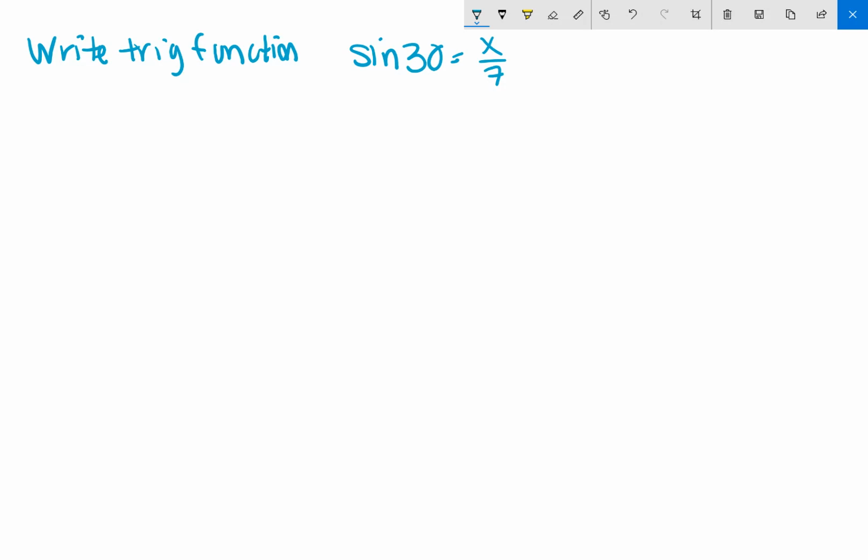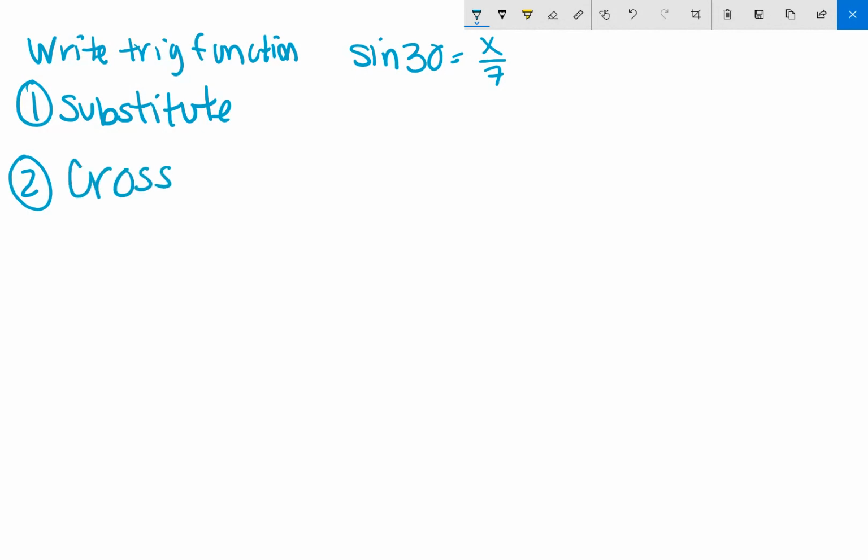Whenever you get that set up, your first step is to substitute in the values that you have for that trig function. So sine of 30 is 1/2, so you just plug that in. Then after you substitute, you will cross multiply. And then after you cross multiply, you're just going to solve for your variable.